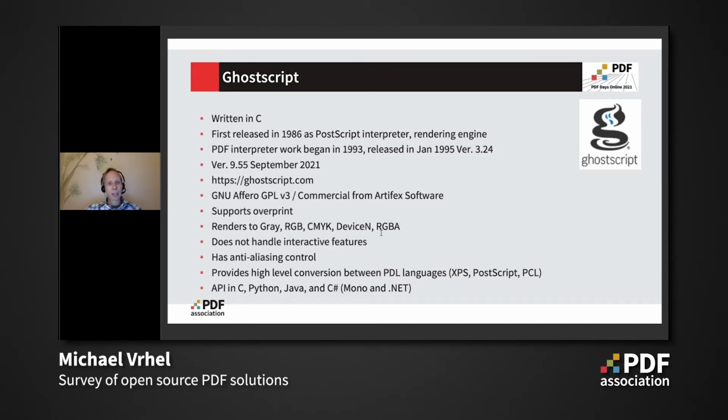You can render pretty much to any color space as output: gray, RGB, CMYK, DeviceN, with and without alpha channel. It does not handle any interactive features. You can turn anti-aliasing control on and off. One of the interesting features is that it allows you to do high-level conversions between other page description languages such as XPS, PostScript, and PCL. It has an API written in C, and language bindings are provided for Python, Java, and C#.